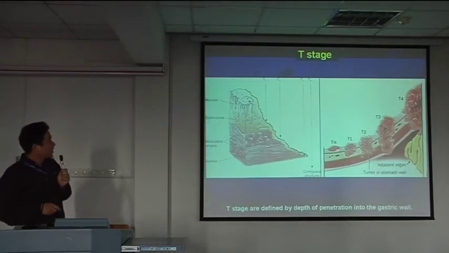Let's look at the pictures. This is Tis, this is mucosa. This is muscularis. This is T1, submucosa. And the proper muscularis, and T3, the serosa was invaded, and T4.